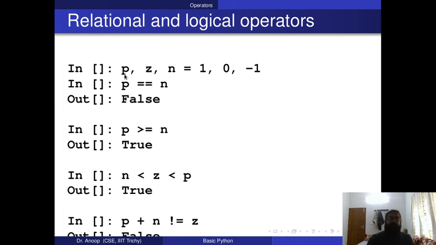So here p, z, n is equal to 1, 0, minus 1. So p, z and n are three variables which are going to get the values 1 for p, 0 for z and minus 1 for n. That is what it means. This is called a tuple, and this is called tuple unpacking. That's the first step that is shown here.